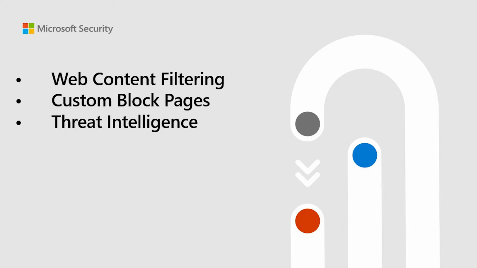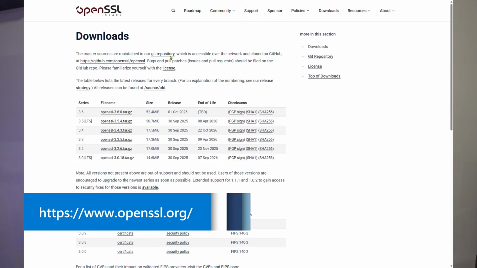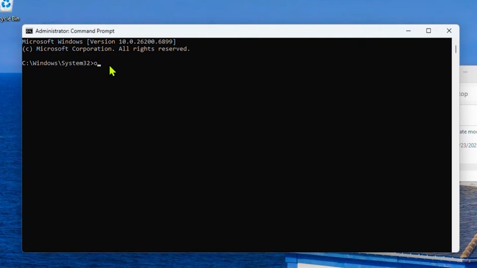To get started, we will download OpenSSL to sign our certificate. We only recommend using a self-signed certificate for testing purposes, which is what we'll be doing today, and we recommend using a public key infrastructure service in production. You can download OpenSSL directly from openssl.org or find many versions of it on the web.